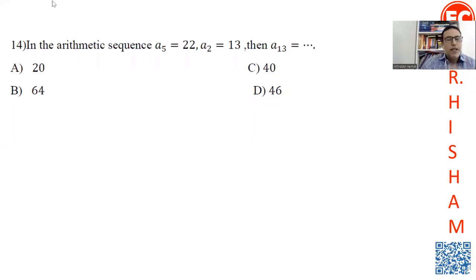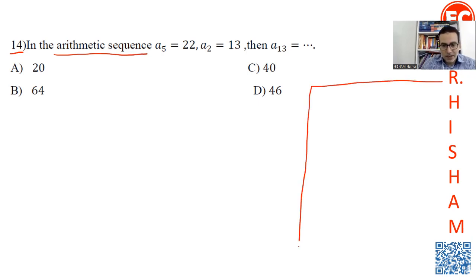Question number 14 about the arithmetic sequence. Before we go through it, let me speak with you a little bit about the arithmetic sequence. If you have a sequence 3, 7, 11, and so on, why do we call it an arithmetic sequence? We call it arithmetic because each time you are adding the same number, which is equal to 4.